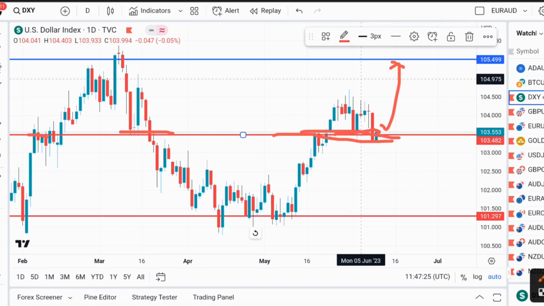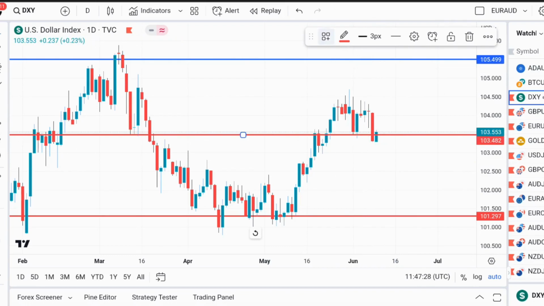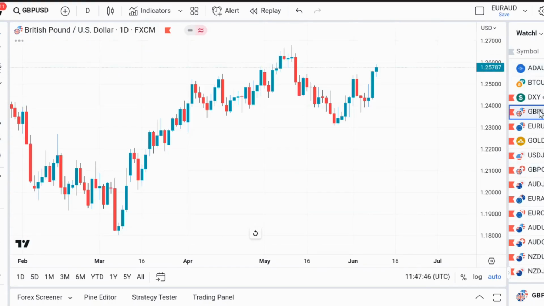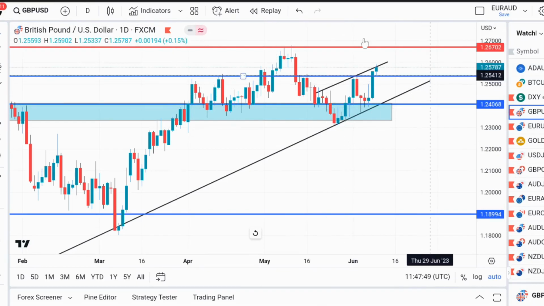But if you see DXY below this level, then I think we are coming back to 101.297, especially this week, next week, that we are going to see various fundamentals coming out from the US dollar. Be prepared for it. So the first pair I want to check is GBP US dollar.